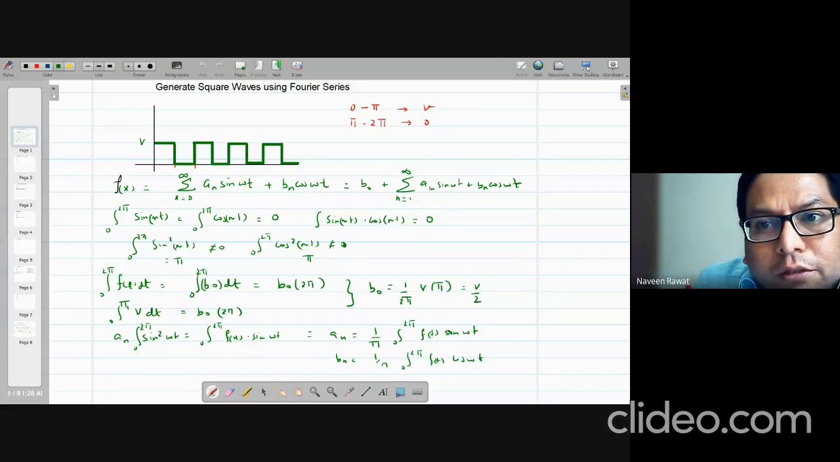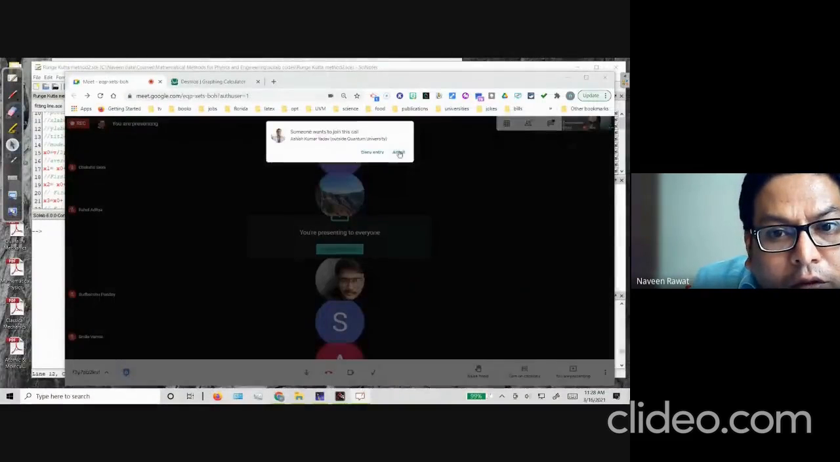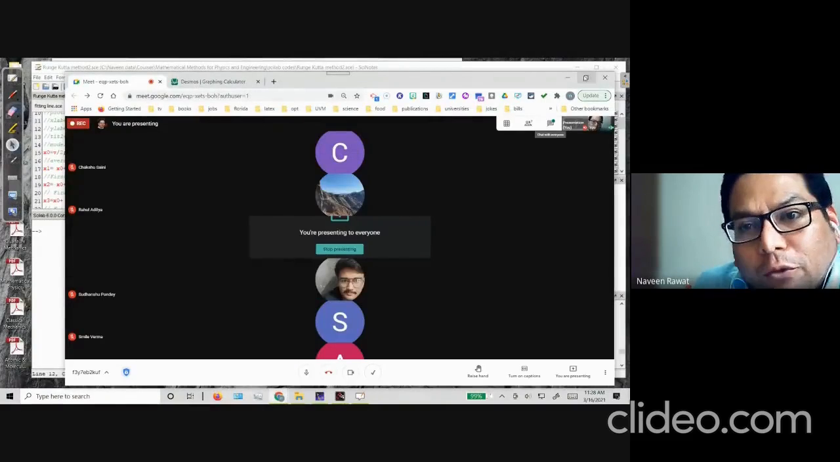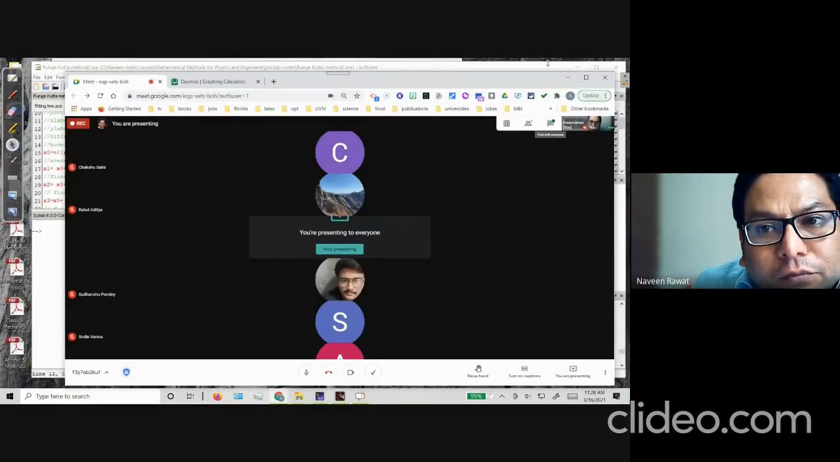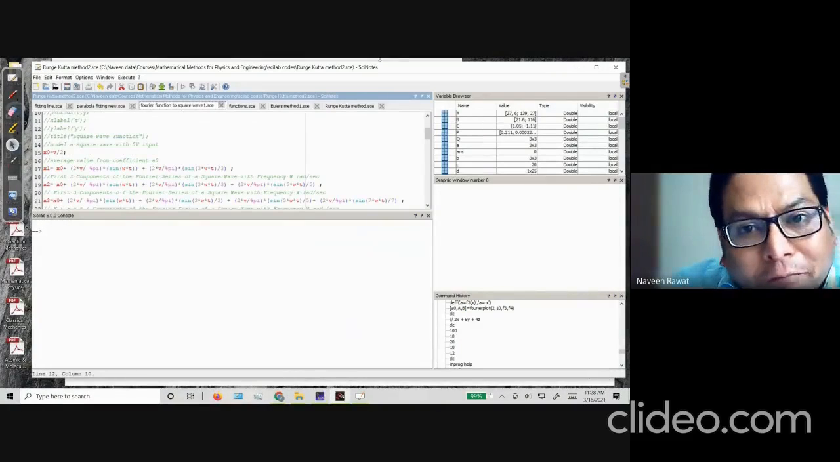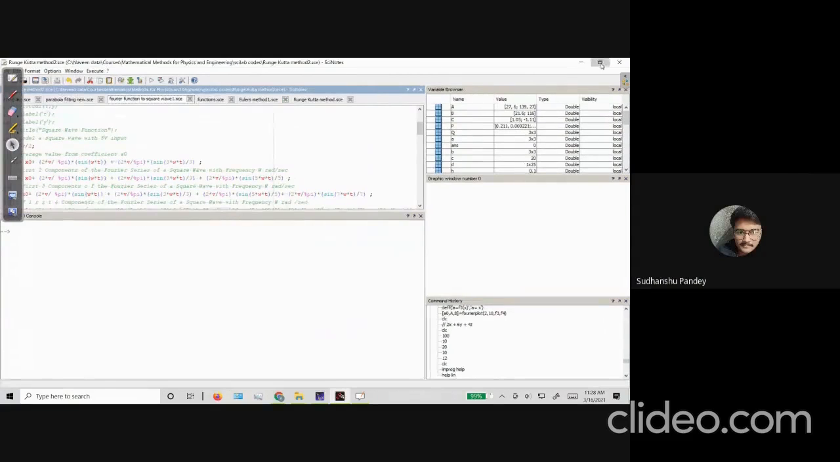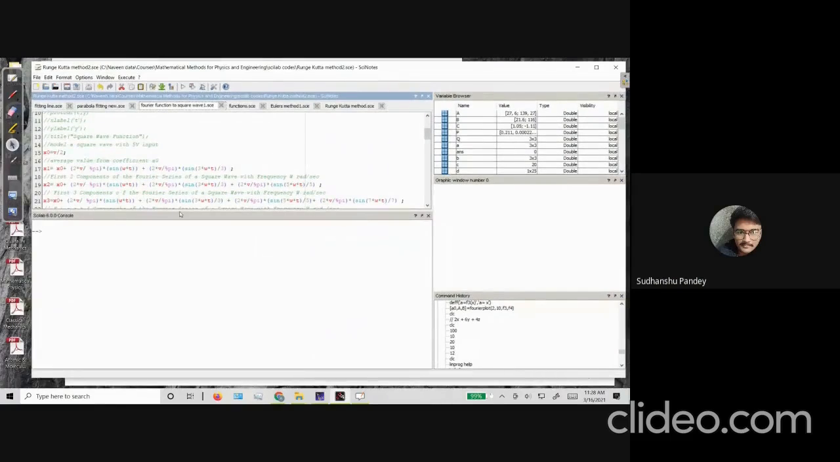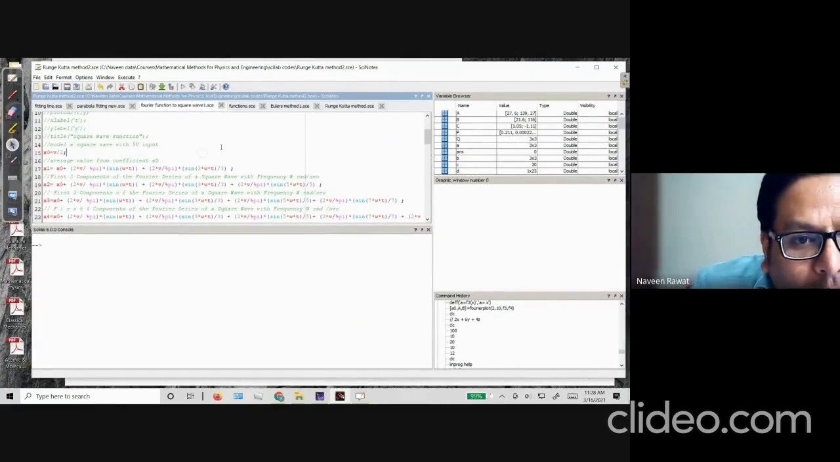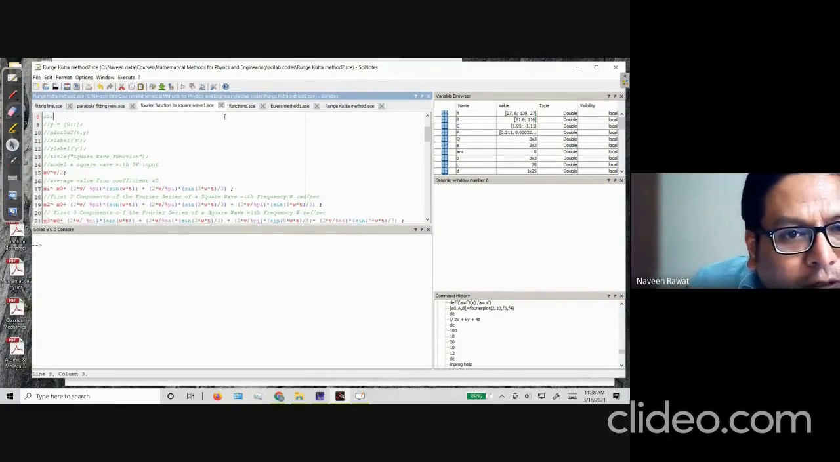So now what we are going to do is go to the Scilab program. Okay, so सबको Scilab program दिख रहा है? Yes, sir. Okay, so this is a program. Now this program will create our Fourier series.